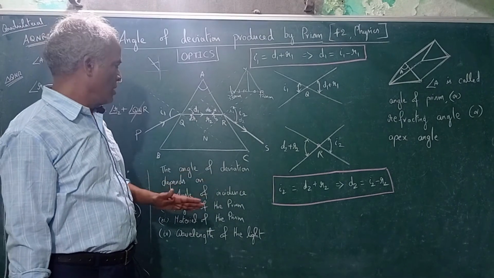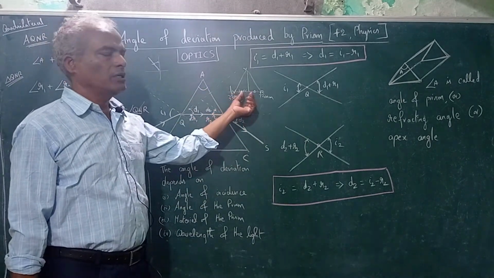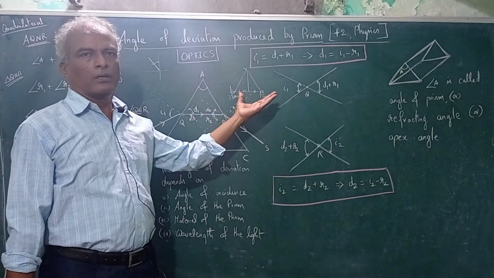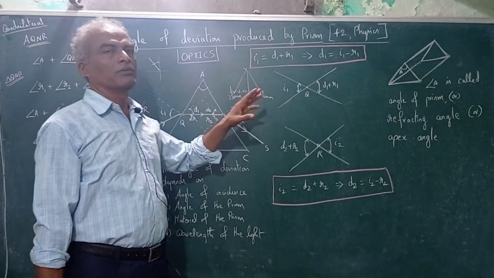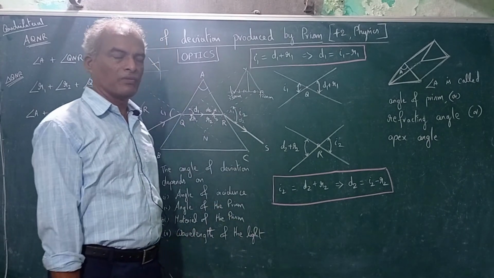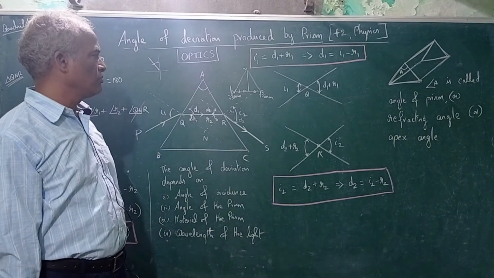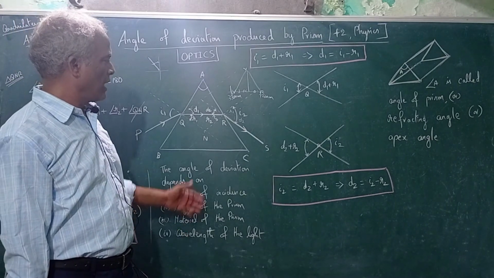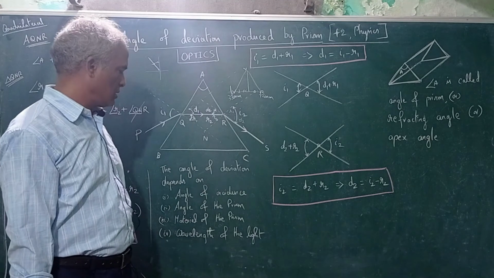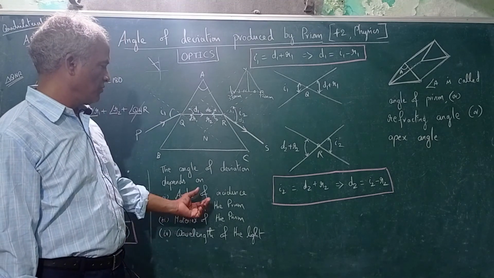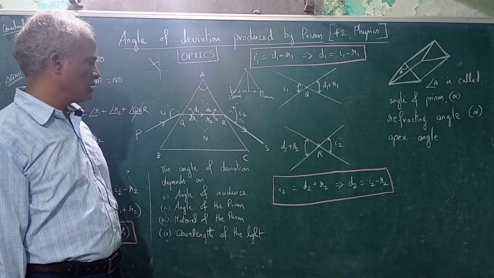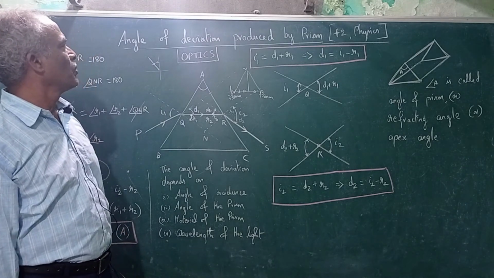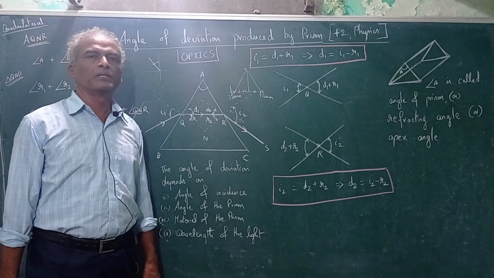So the angle of deviation depends upon the individual colors also. You have infinite lambda between 330 and 720 nanometers itself. So it depends upon the wavelengths. So these 4 points you have to remember. The angle of deviation depends on these four, that is angle of incidence, angle of prism, material of the prism, and wavelength of the light. So this is how you have to derive the angle of deviation produced by the prism.